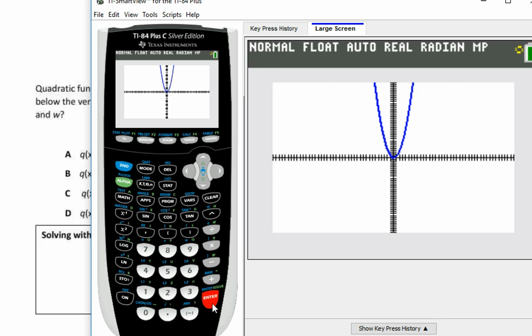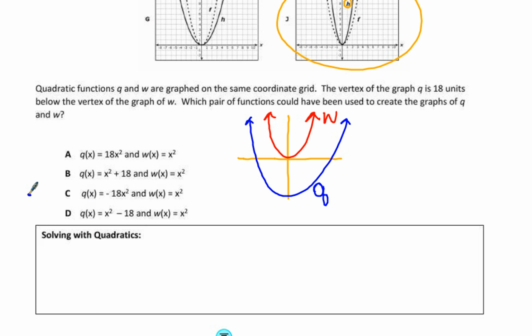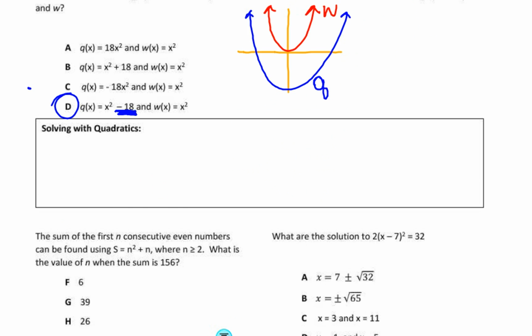All right, and take a look there. If I took the time to really figure out where those vertexes are, my guess is that is 18 units below. So he is going to be my answer choice there. Now remember, if you can remember some of those properties, that number does shift our graph up and down. So again, plug them into your calculator and go compare. That is going to be your best bet.